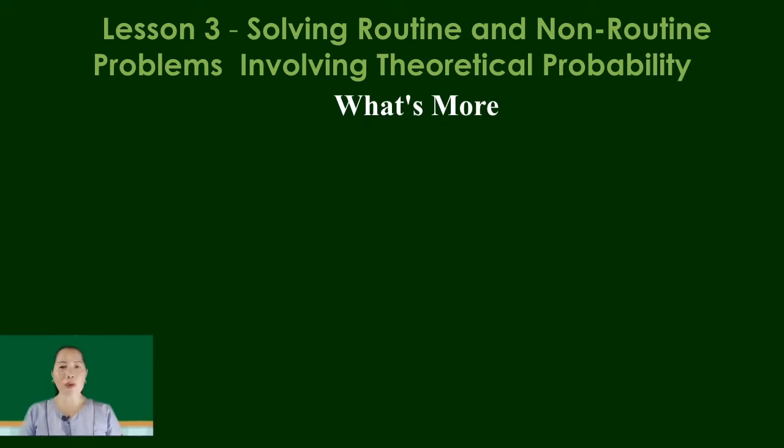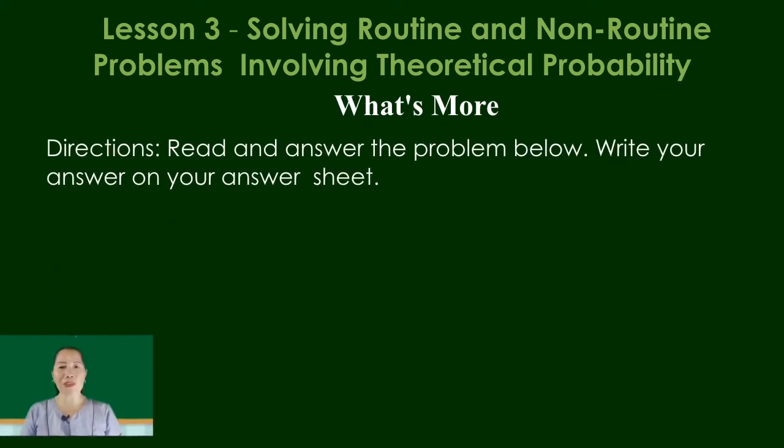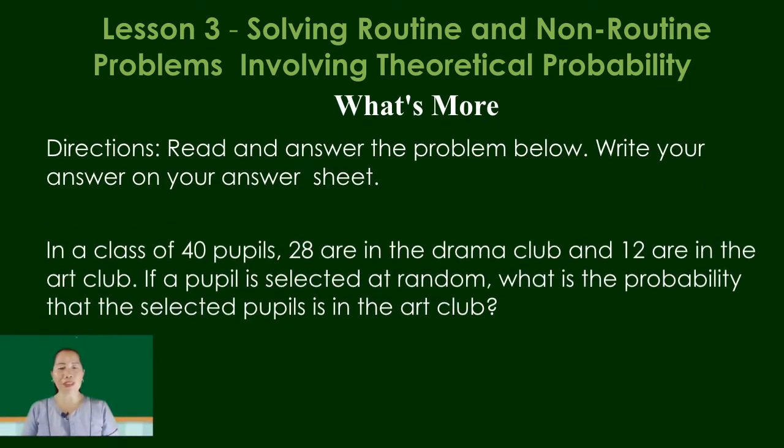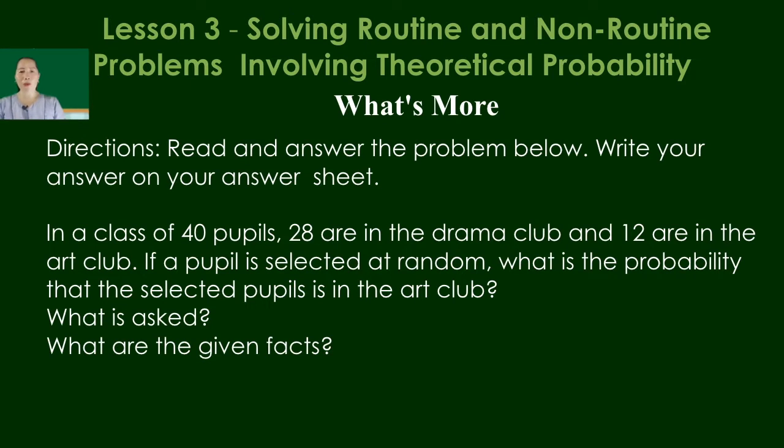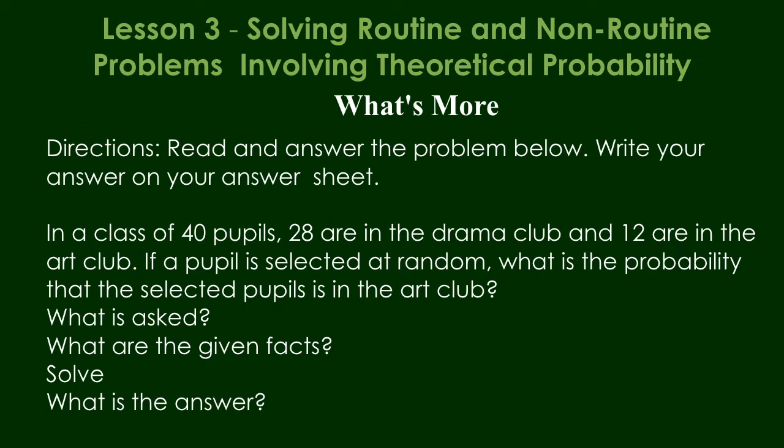This time you're going to answer what's more in your self-learning module. You follow the given direction. Direction: read and answer the problem below. Write your answer on your answer sheets. I will give you 2 minutes to answer. In a class of 40 pupils, 28 are in the drama club and 12 are in the art club. If a pupil is selected at random, what is the probability that the selected pupil is in the art club?